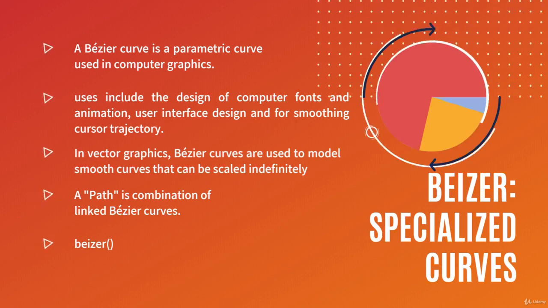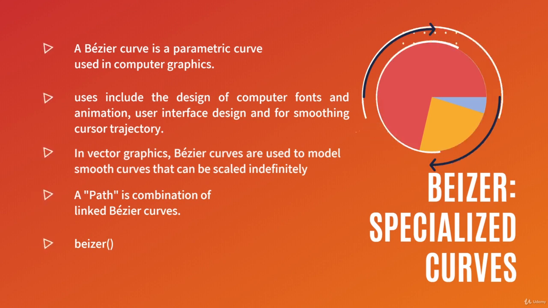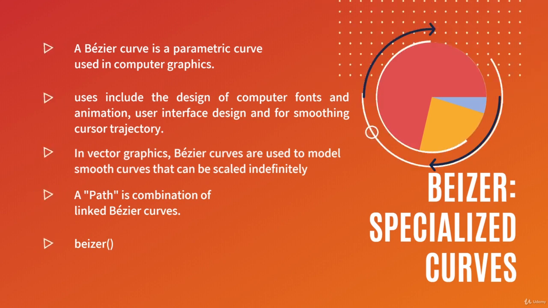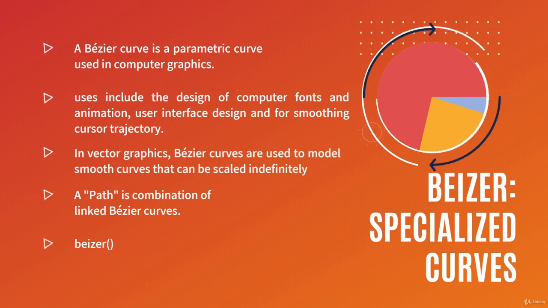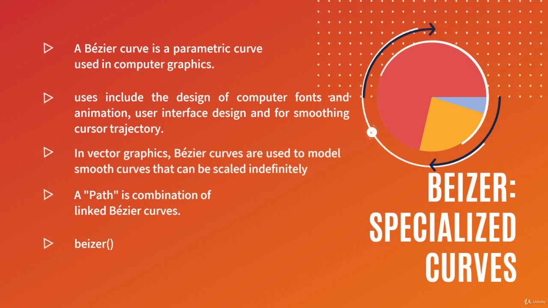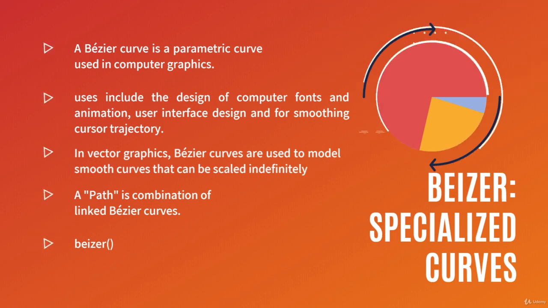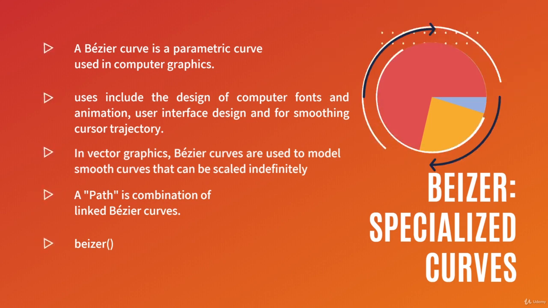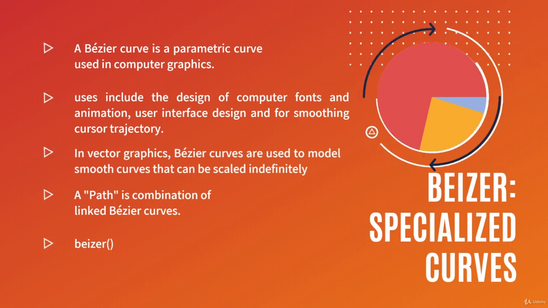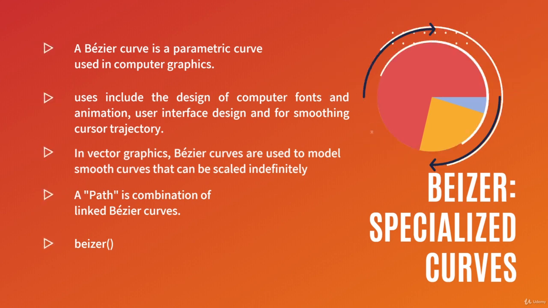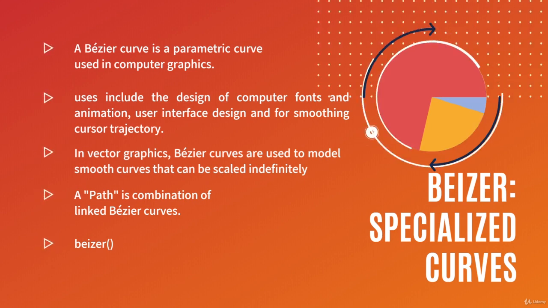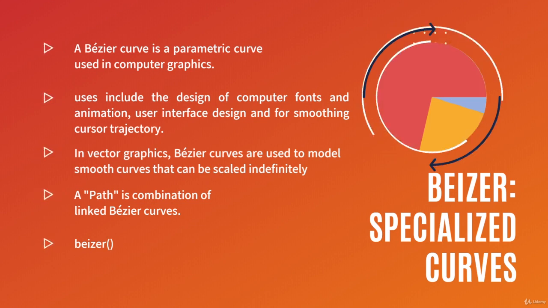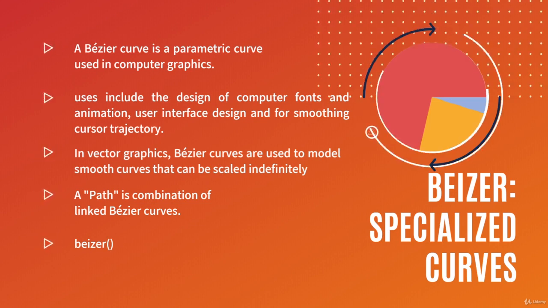Then vector graphics: Bezier curves can model smooth curves that can be scaled indefinitely. And then there's a term path, which is very much used in Bezier curves. It's a combination of linked Bezier curves. When many Bezier curves are linked together, a path is formed. The technical name is path here. And then the Bezier function. This is how we use the Bezier function: Bezier, and then the open and closing parentheses. So Bezier is an extremely useful and high-end specialized curve that is possible with the help of the Bokeh library.